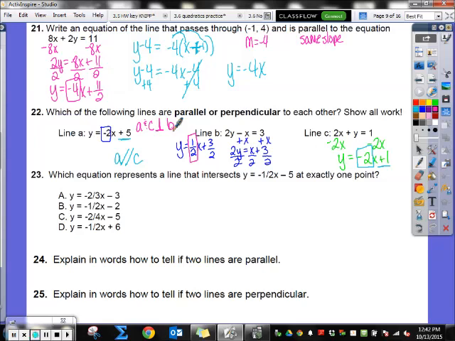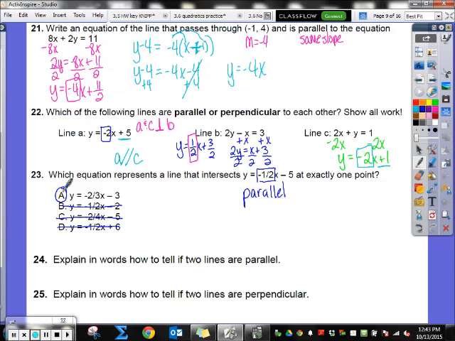On 23, which equation represents a line that intersects y equals negative 1/2 x minus 5 at exactly one point? Well, the only type of lines that don't intersect are parallel lines, which we just reminded ourselves have the same slope. So I'm looking for a slope that is not negative 1/2. Well, that takes out B. It also, if I reduce negative 2 over 4, that reduces to 1/2, so that doesn't work. And same thing for D. So as long as lines have different slopes, then they intersect at one point.